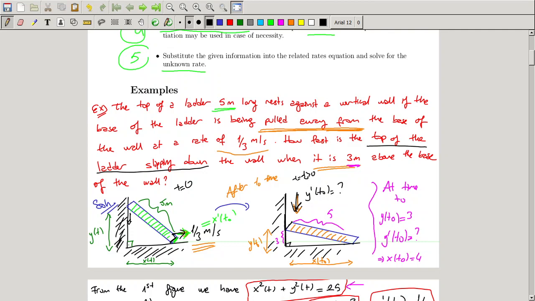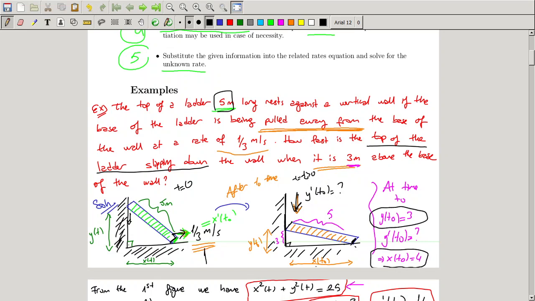When we have 3 meters above the base of the wall, y is given as 3, but at the beginning 5 meters was given. 5 is the ladder length, from here to here. So if this is 3 and this is 5, this is a right triangle, so you can find x(t0). In other words, the given data are y(t0) = 3 and x(t0) = 4.